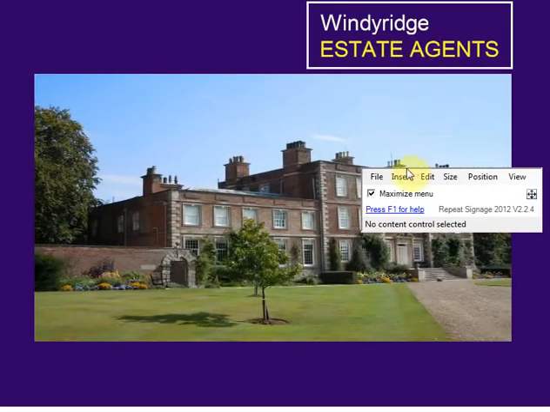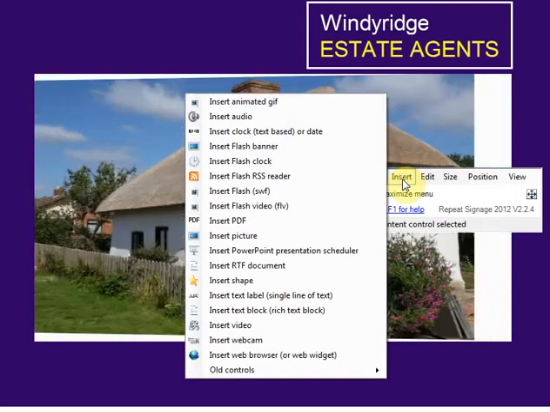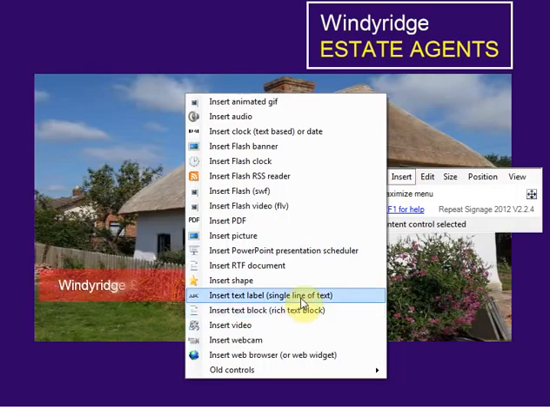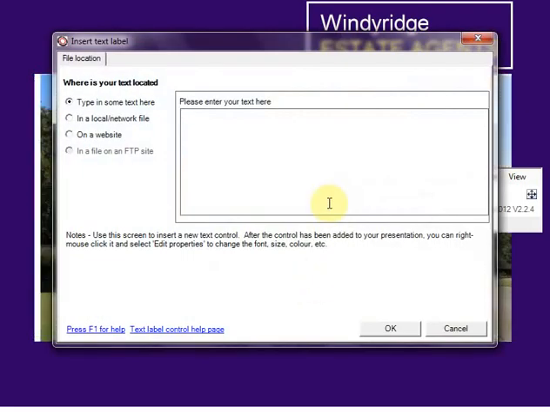And now I'm going to click on insert. What we're doing now is just adding a couple of text labels to put in the phone number and also the website address. Type in some text. So I'm going to put telephone.